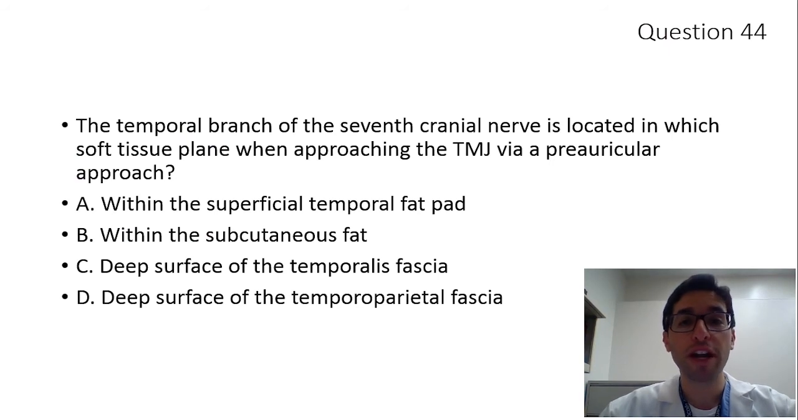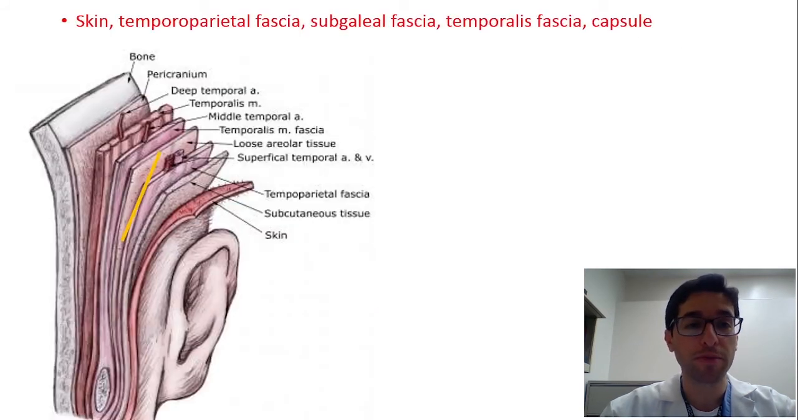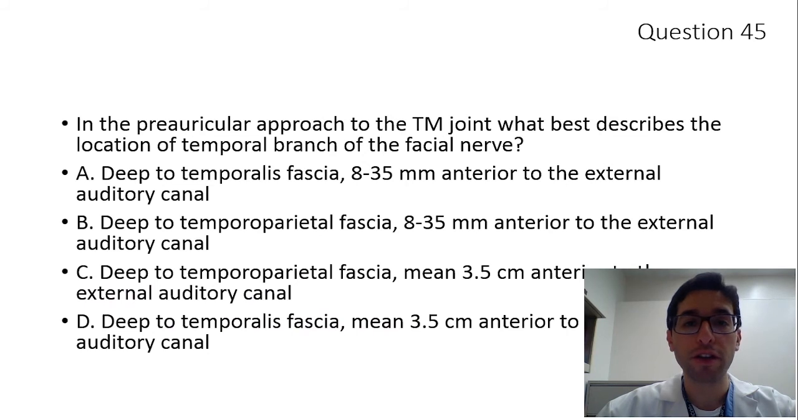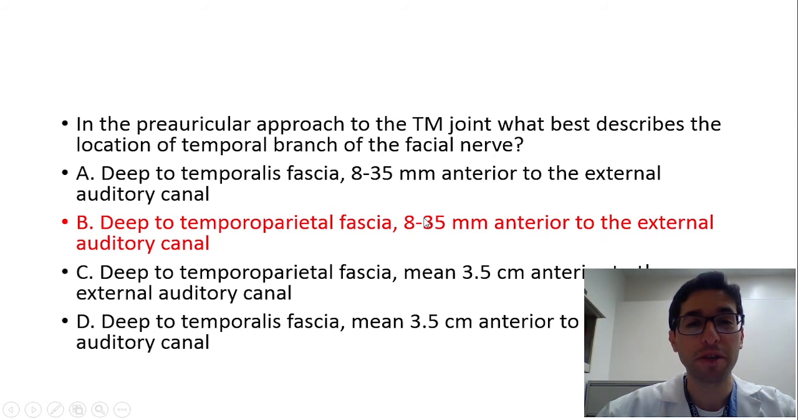Question 44. The temporal branch is located in which plane? All right, you guys, if you were paying attention, you know this. The answer is deep to the temporoparietal fascia, right? Temporoparietal fascia comes first, then the artery and the nerve, right? The superficial temporal artery and vein, and then also the temporal branch of the facial nerve is deep to the temporoparietal fascia. So again, deep to the temporoparietal fascia. In a preauricular approach, where do you expect to find the nerve? It's deep to the temporoparietal fascia, and it's 8 to 35 anterior to the ear. This is an important number. We've talked about this so many times. I expect you guys to know that.